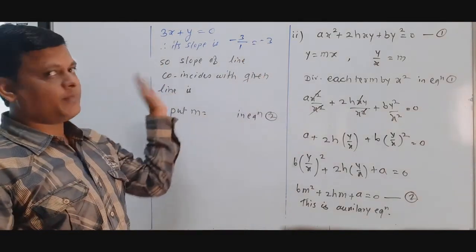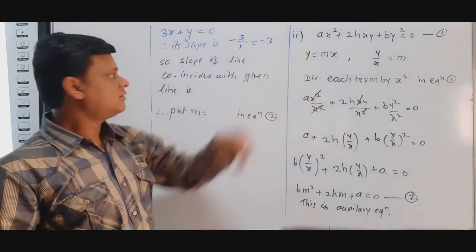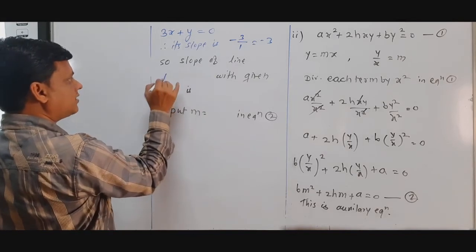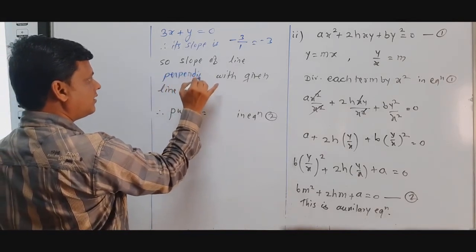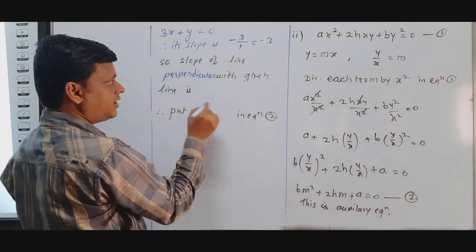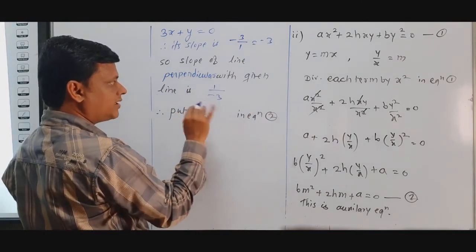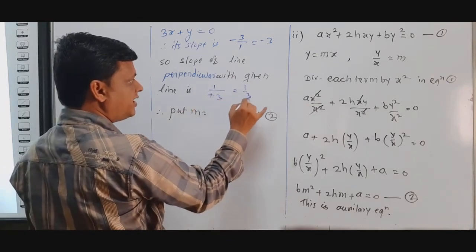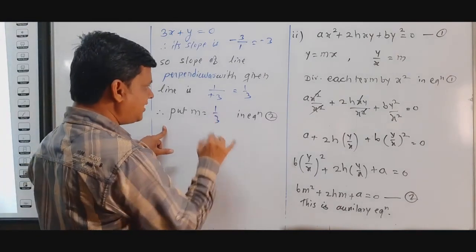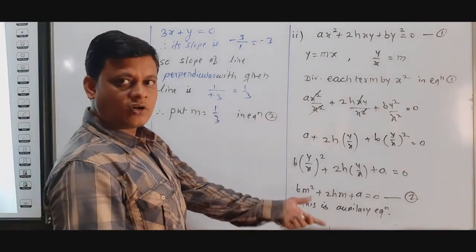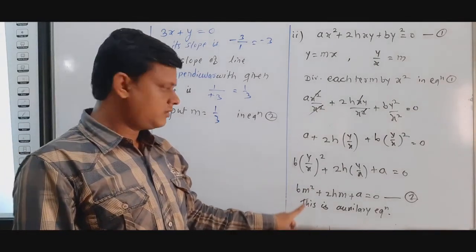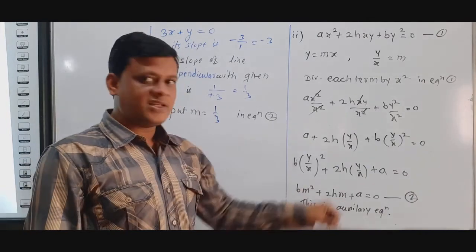Now this given line is perpendicular to any one of these lines. So the slope of the line perpendicular to the given line is the reciprocal of this, 1 upon minus 3. After changing sign we get plus, so we get plus 1 by 3. Put m equals plus 1 by 3 in equation two, that is the auxiliary equation, because this is the root of this auxiliary equation, so this value must satisfy this equation.